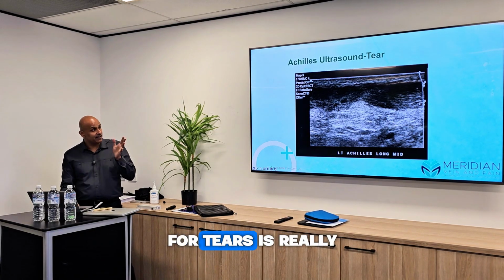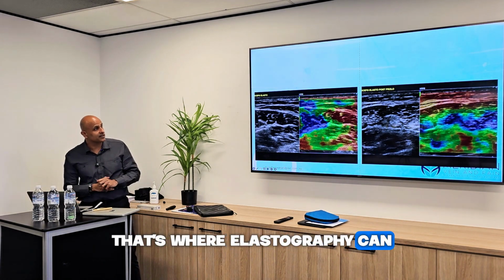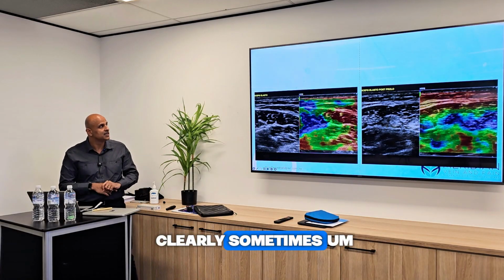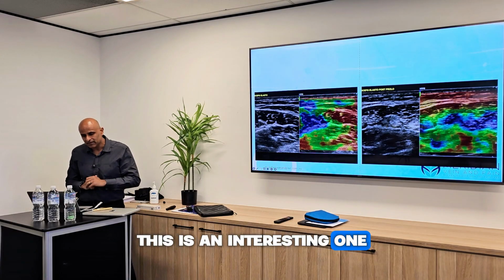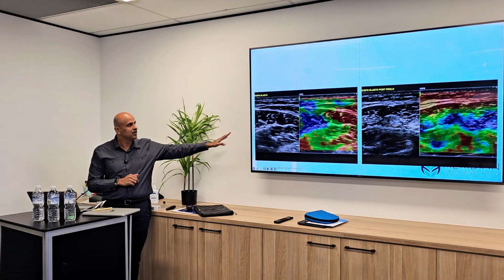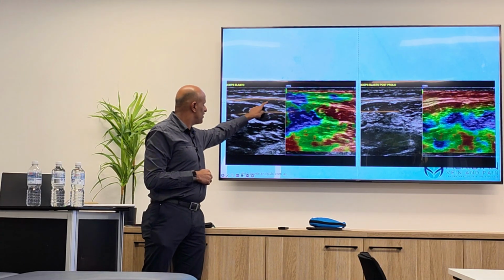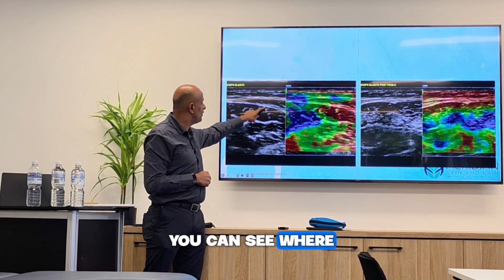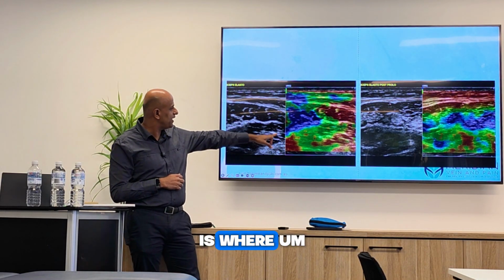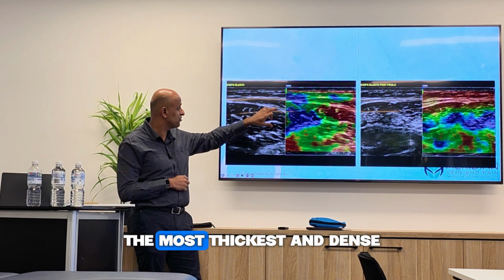Ultrasound for tears is really effective. And that's where elastography can come in also, so you can see where the tear is a little bit more clearly sometimes. This is an interesting one, although this is the biceps. This is where elastography was used for looking at a scar. So this is a scar tissue, and this is the scar tissue. So you can see where the fascia is and the scar tissue is. The red is where the scar tissue has been the thickest and most dense.